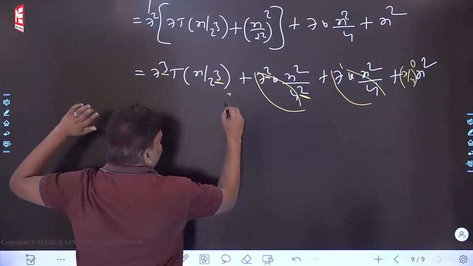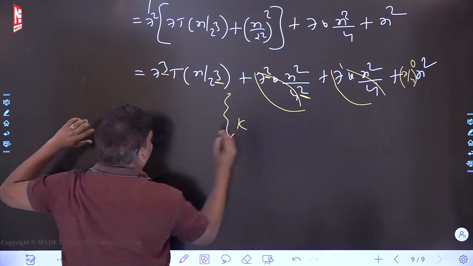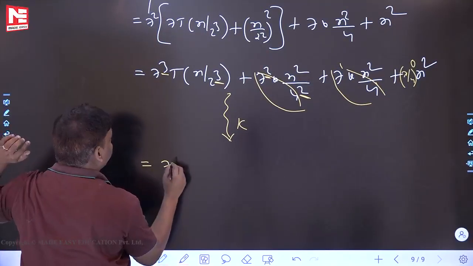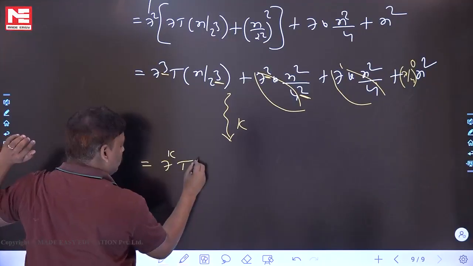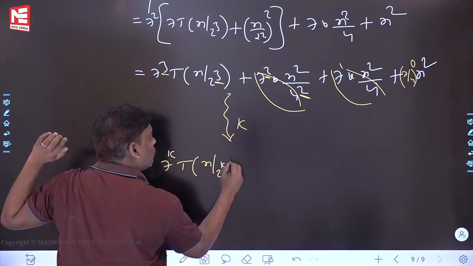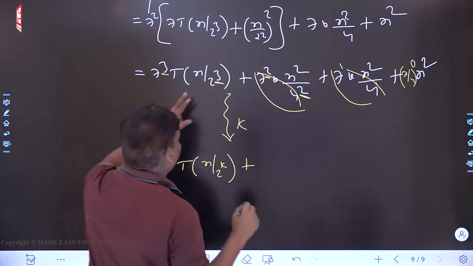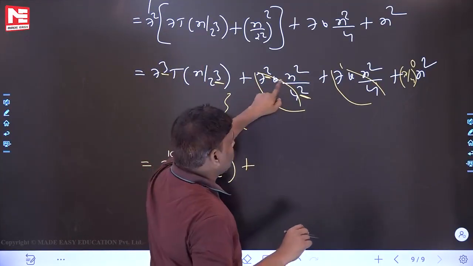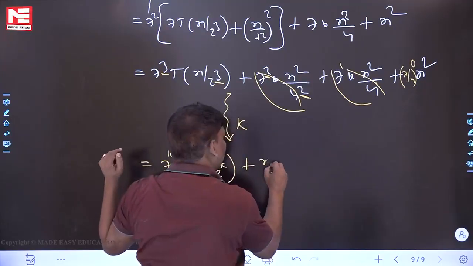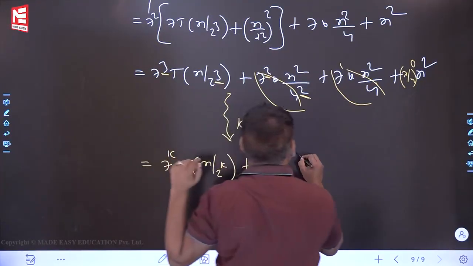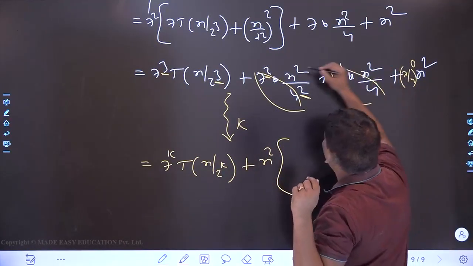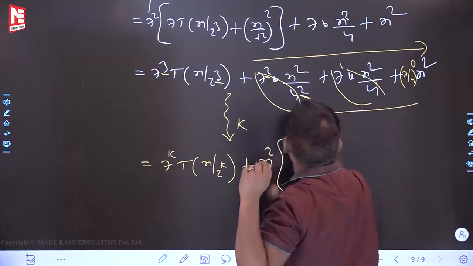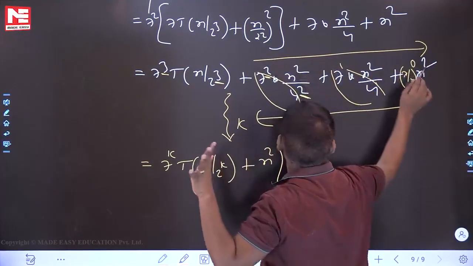Let's go for k rounds. If you go for k rounds, what is the answer? It will become 7^k T(n/2^k) plus the remaining terms. 3 means it is the 2, k means it is k minus 1. But one thing, let me make n square common. Remaining, if you observe, you can go from this side also. Anything is okay. Both are correct.